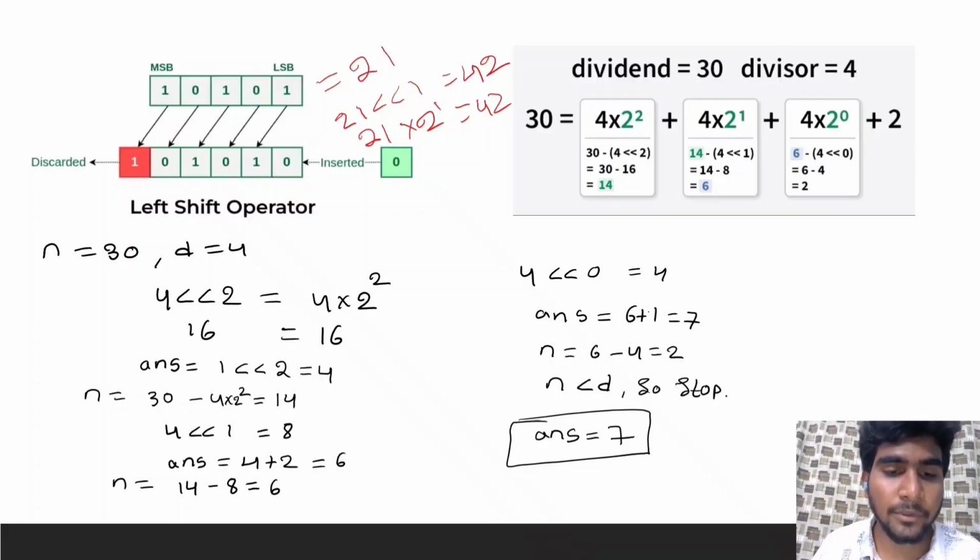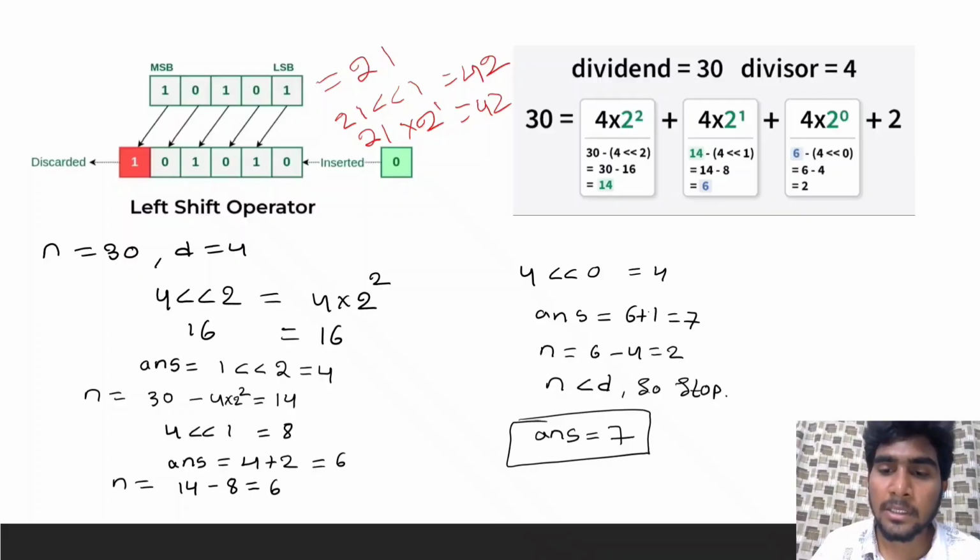16 is greater than 14, so we didn't take 16. So 4 left shift 1 equal to 8, which is less than 14, our requirement. So answer is equal to 4 plus 2, 6. In this way, at last 4 left shift 0, that equal to 4. Answer is equal to 6 plus 1, 7.